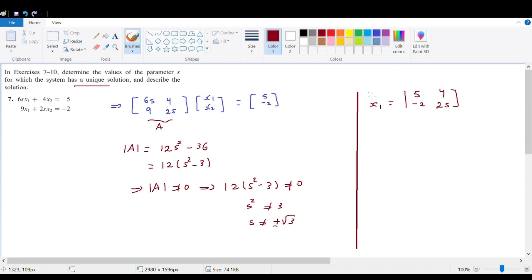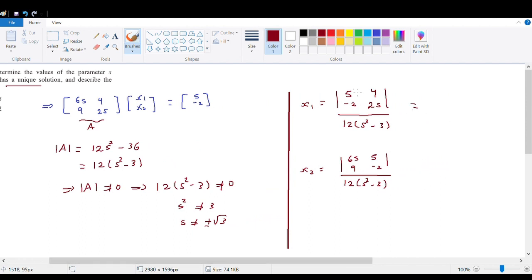Then, sorry, this one is a determinant, not a matrix notation, divided by the determinant of A, which is 12s² minus 3. Similarly, x2 is the determinant of the matrix with 6s, 9, replacing the second column by 5, minus 2, divided by the determinant of the matrix, which is 12s² minus 3.